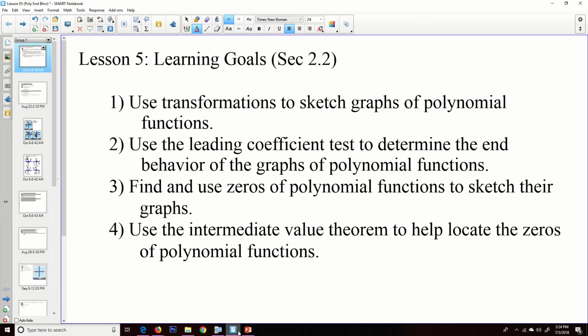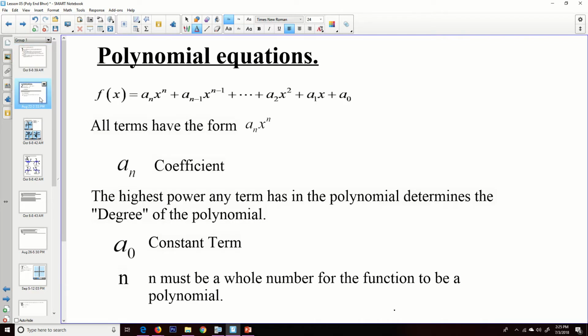Today, lesson 5, our learning goals have come from section 2.2 in the text. We're going to use transformations to sketch graphs of polynomial functions. We're going to use the leading coefficient test to determine the end behavior of the graphs of polynomial functions. And we're going to find and use the zeros of polynomial functions to sketch their graphs. And we're going to use the intermediate value theorem to help locate zeros of polynomial functions. So let's get to it.